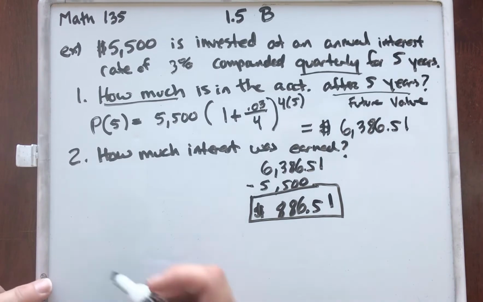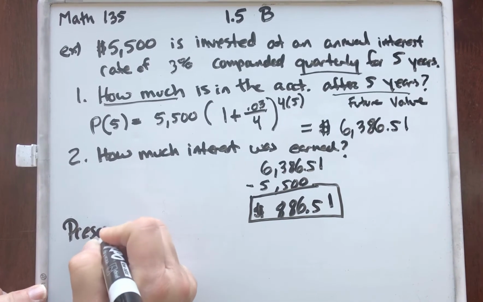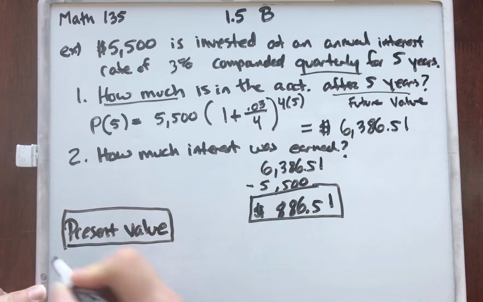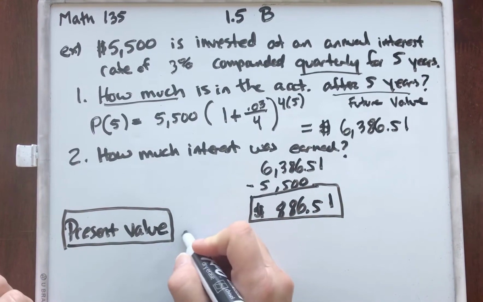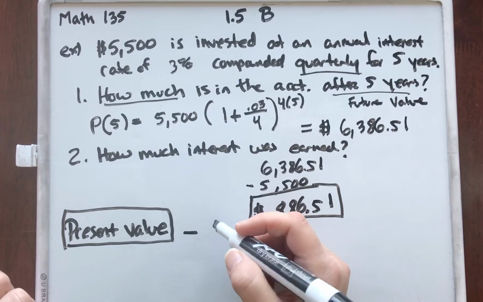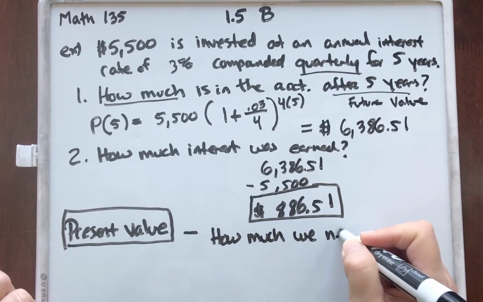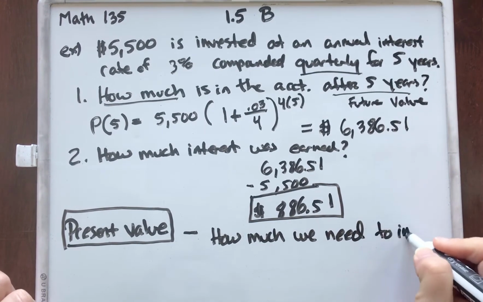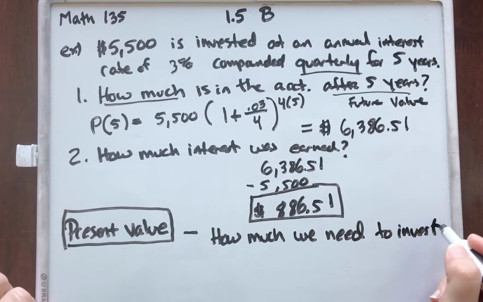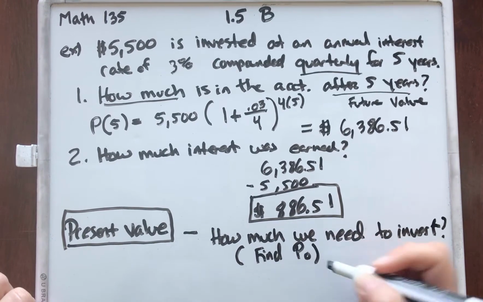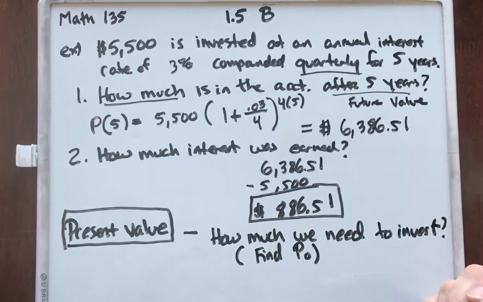All right, now let's look at present value. We were looking at future value, so now we're going to look at the present value. Present value, we use that when we want to know how much we need to invest to get a certain amount. So what we're doing is we're looking for P naught. Here we're given P naught, the initial amount that we're investing, but there we have to find P naught when we know how much money we want in the end.